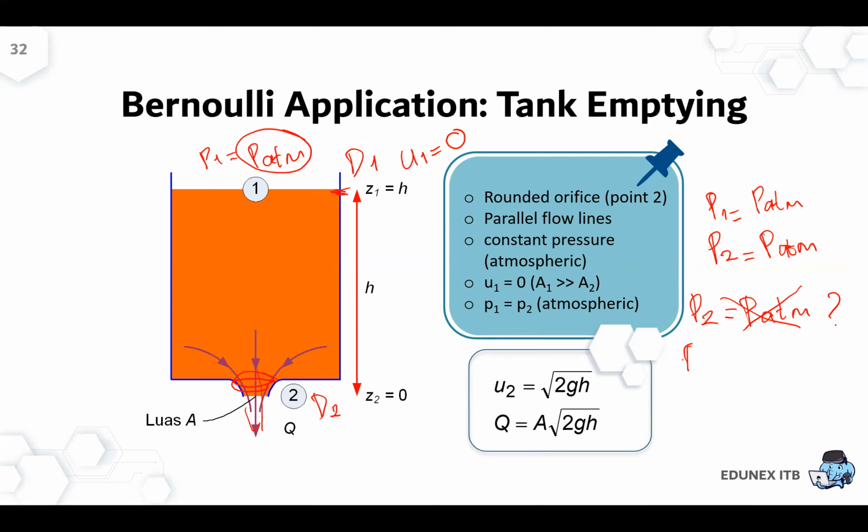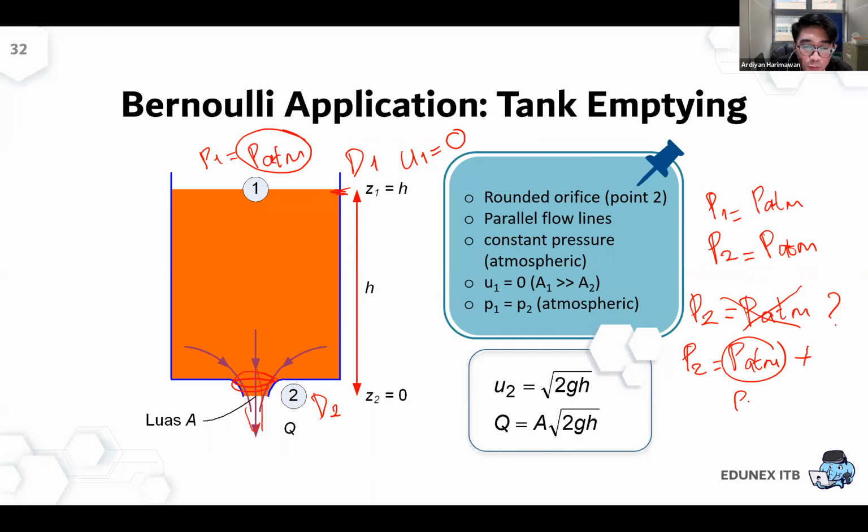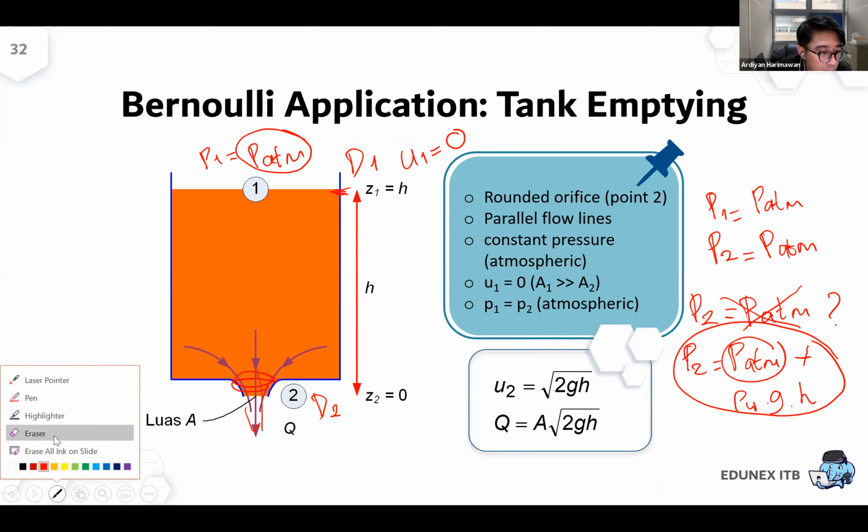Yeah, it should be atmospheric plus, don't forget this one, the density of the water times gravity times the height. It applies when the bottom of the tank is closed, not open to the atmosphere. But for now, the condition is open to the atmosphere, and water flows out. Okay, sampai di sini. Until this point, do you have any question?